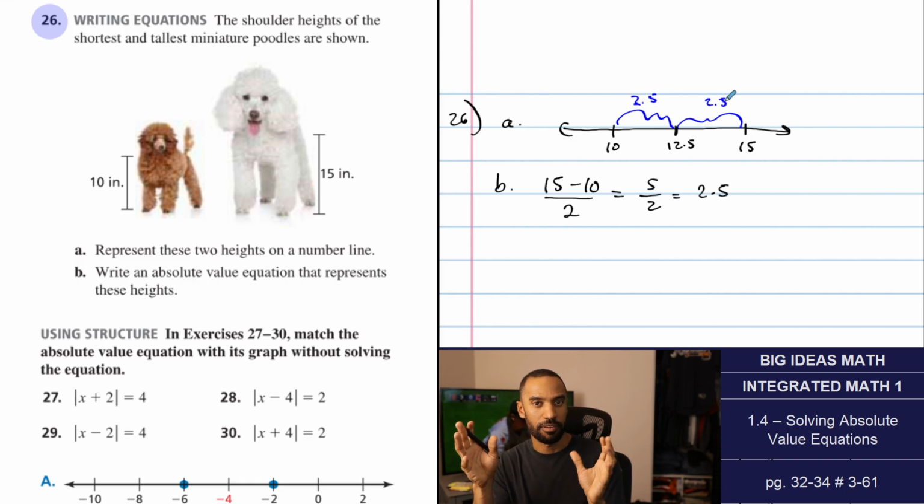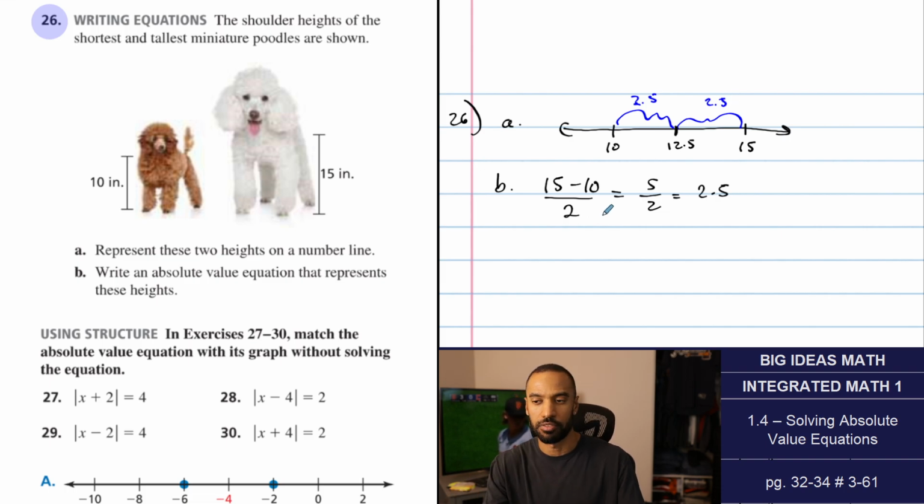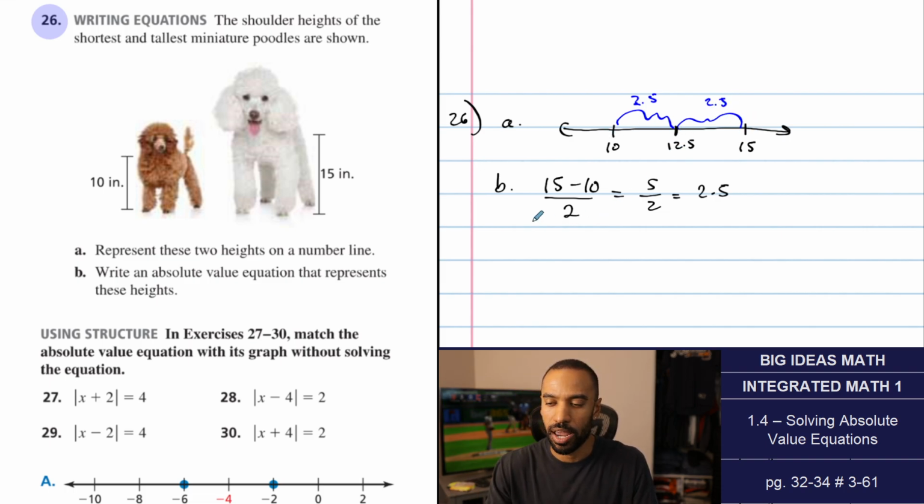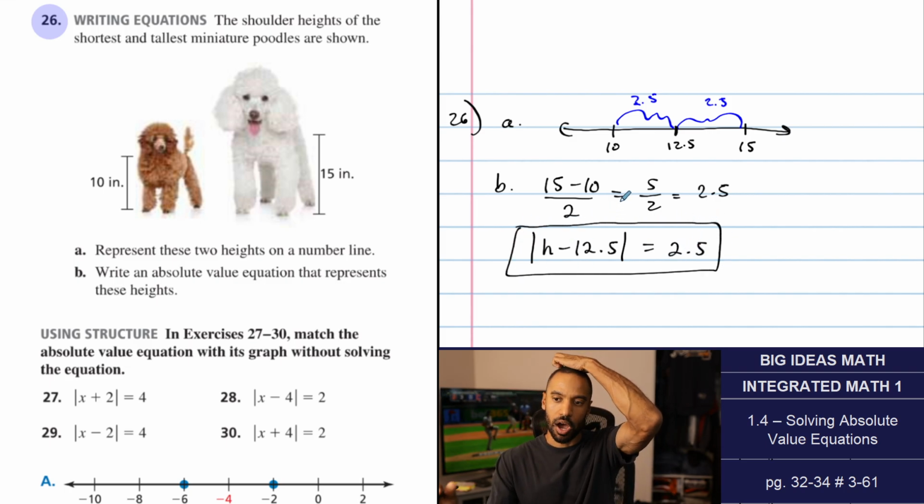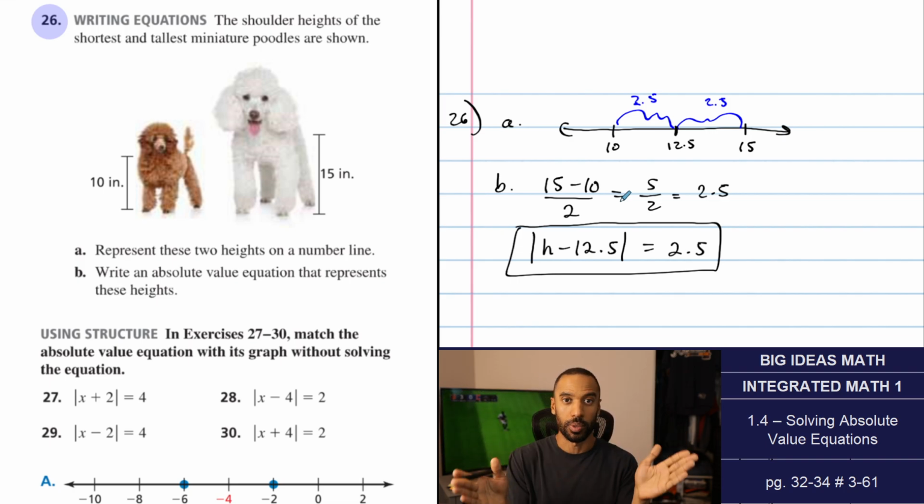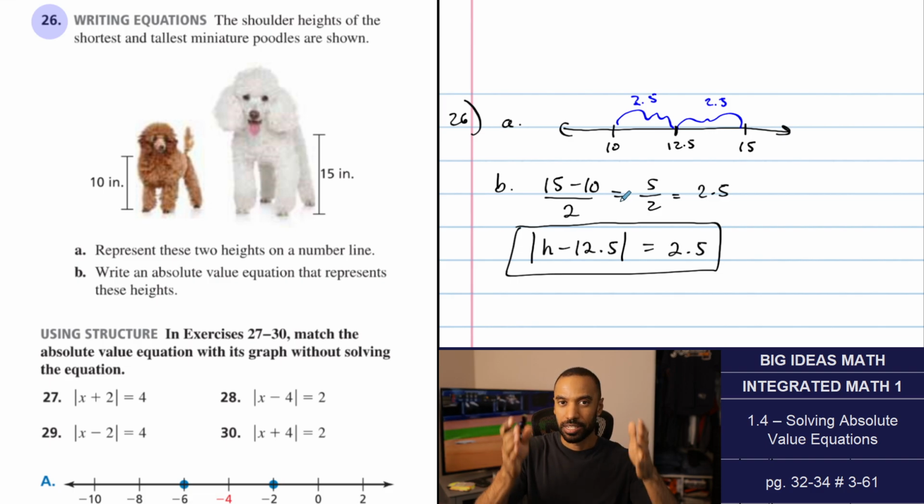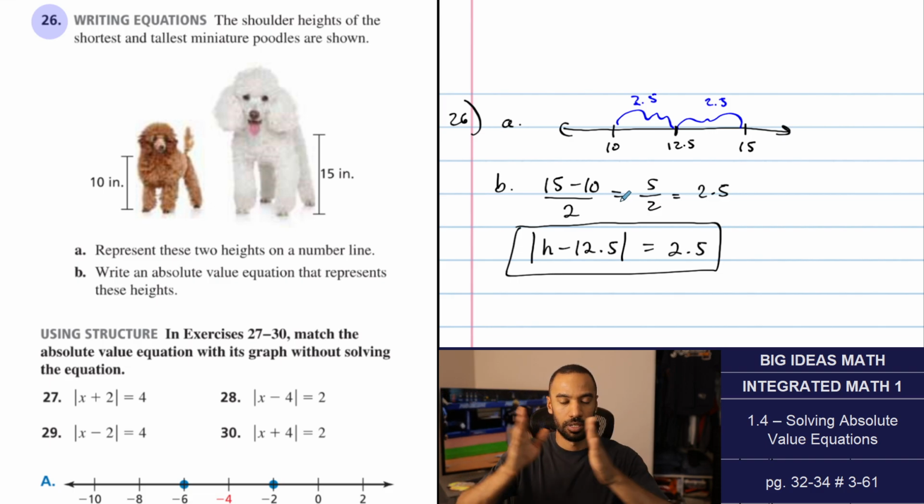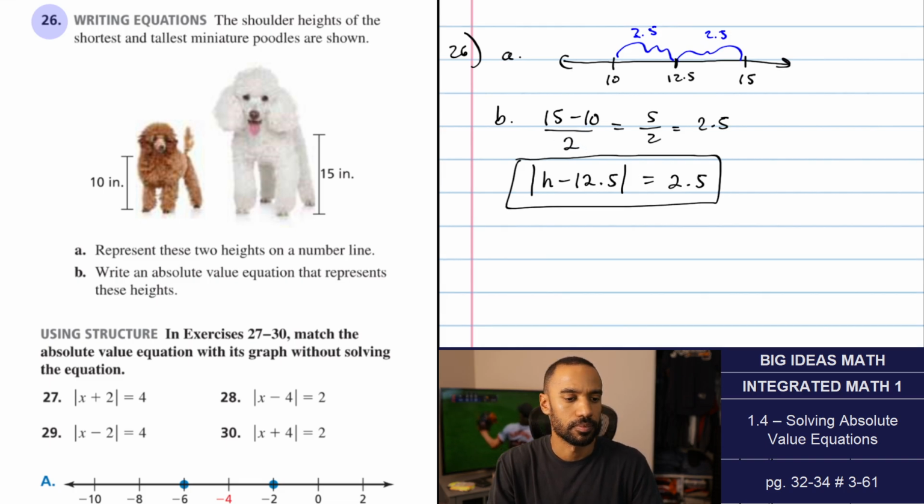If you notice, 2.5 is the number that we get from taking the absolute value of something. The difference between our number and 12.5 gets us there. So the equation is going to be, they said heights, I'm going to use h for heights. H minus 12.5, the distance between the height of either poodle and 12.5, can be up to 2.5 units in either direction. And hopefully without doing all that extra work, it makes more sense why we're plugging in what we're plugging in. 2.5 is how far we can go from the middle value, as the distance from the heights of these poodles to that average, the in-between.